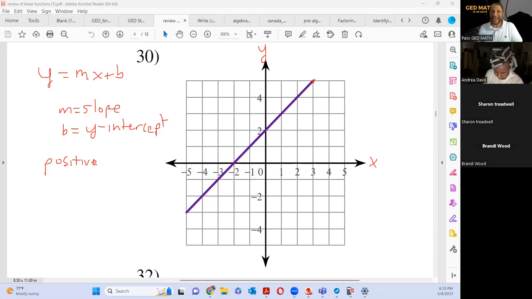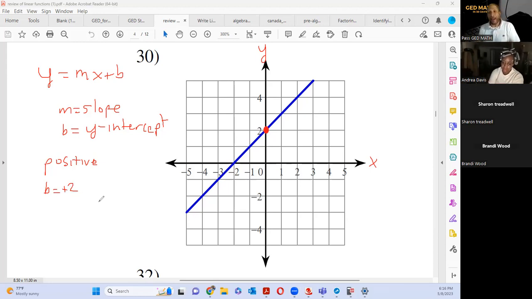The second thing you want to identify, or the easy thing to identify, is where is it crossing the y-axis? Well, that's easy. Wherever the line crosses. Right here is where this line is crossing the y-axis, which is 2. So right away, you know your y-intercept is +2. I'm going to put +2. If you want to get in a habit, put +2.